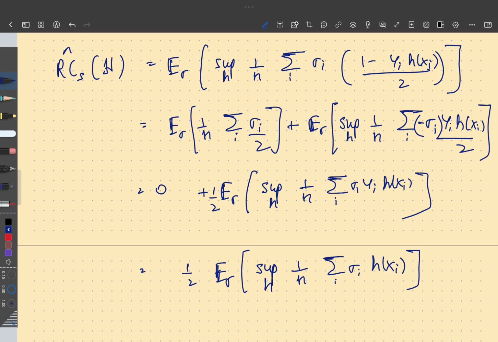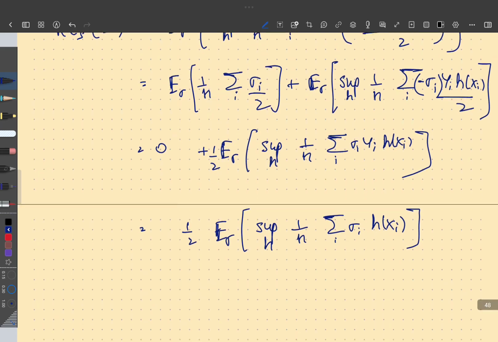Is there any reason you left the 1 by n inside? Which one? Inside the supremum. What do you mean? I could take it outside also, that doesn't matter. Because you took the 1 by 2 outside. I took the 1/2 outside because I'm going to call this whole thing something. That's the only reason.